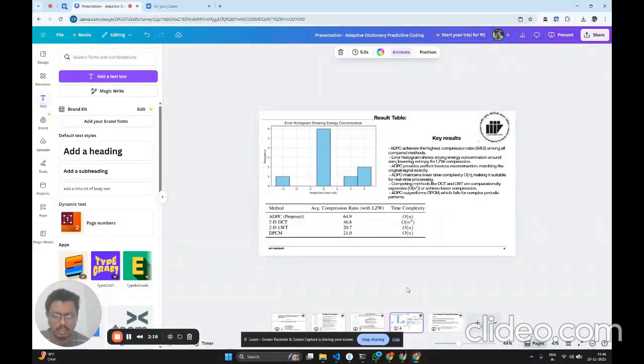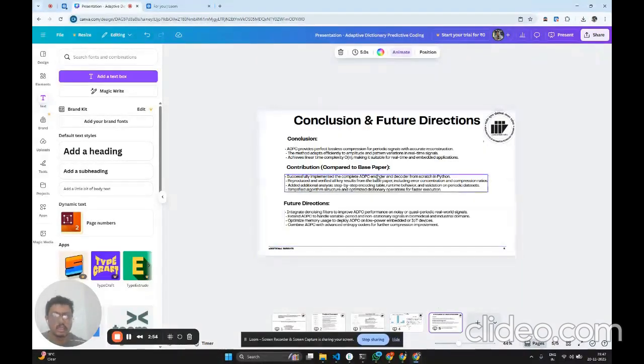The comparison table, on the other hand, shows the overall performance. ADPC gives the highest compression ratio of 64.9, and DCT gives 46.8. LWT gives 20.7, and DPCM gives 21. So ADPC outperforms both predictive and transform-based methods while still providing perfect lossless reconstruction and low computational cost. Next, I will summarize the conclusion, and then I will also talk about the future directions.